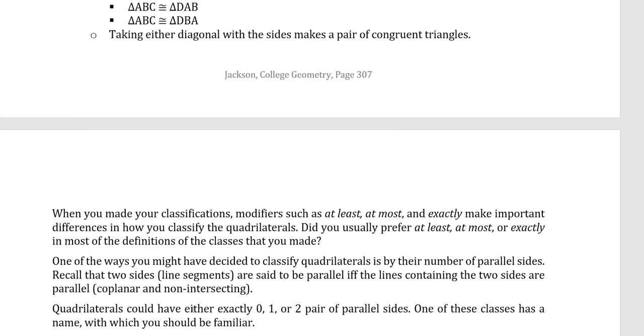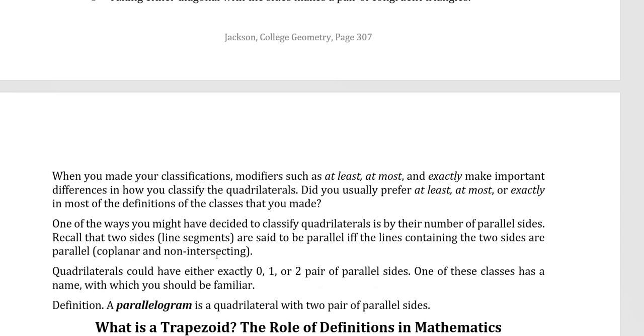Quadrilaterals could have exactly 0, 1, or 2 pair of parallel sides. One of these classes has a name with which you should be familiar. It's a parallelogram. A parallelogram is a quadrilateral with 2 pair of parallel sides. In our next video, we're going to talk about what a trapezoid is and talk a little bit more about the role of definitions in mathematics. So that's a pretty interesting topic that we'll talk about in our next video.